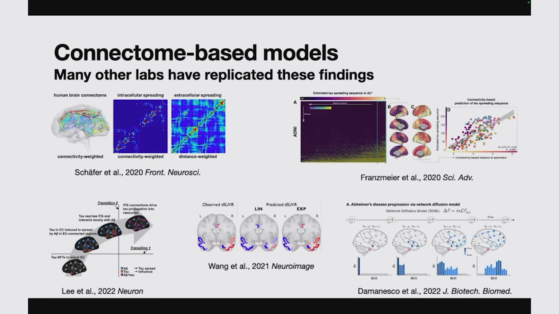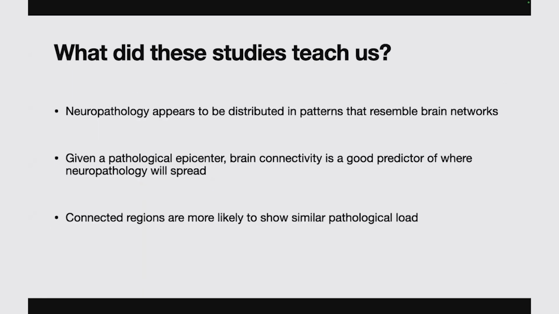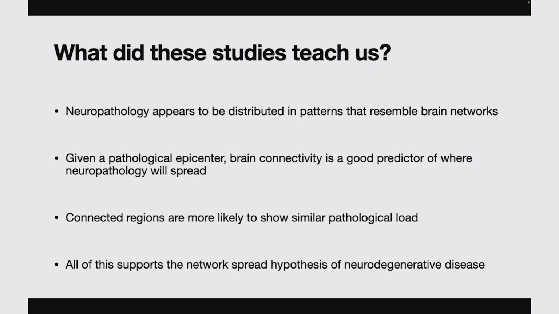Now, of course, we were not the only ones to find this. This finding that tau patterns are influenced by regional connectivity has now been replicated by at least 5 different labs, probably more, using slightly different approaches and even using different data sets. So altogether, what do these studies tell us? Well, I think what's clear and what we can summarize from these points is that in Alzheimer's disease, tau appears to be distributed in a pattern that resembles brain networks. And really, these studies strongly support the network spread hypothesis, especially with respect to tau in Alzheimer's disease.